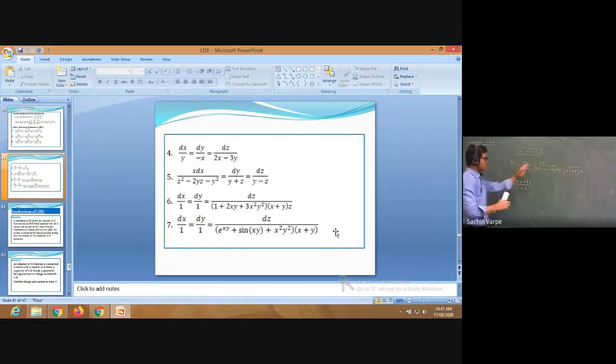So each of these ratios is equal to the fourth ratio. So this third ratio is equal to the fourth ratio, so I'm equating it with only the third ratio. What is that? dz upon (1 plus 2xy plus 3x square y square) times (x plus y) into z. Is there any doubt with this step? We are choosing a set of multiplier only for first two ratios such that each of these ratios is equal to the fourth ratio, but I'm equating it with only the third ratio, isn't it? Because I'm interested in only the third ratio.